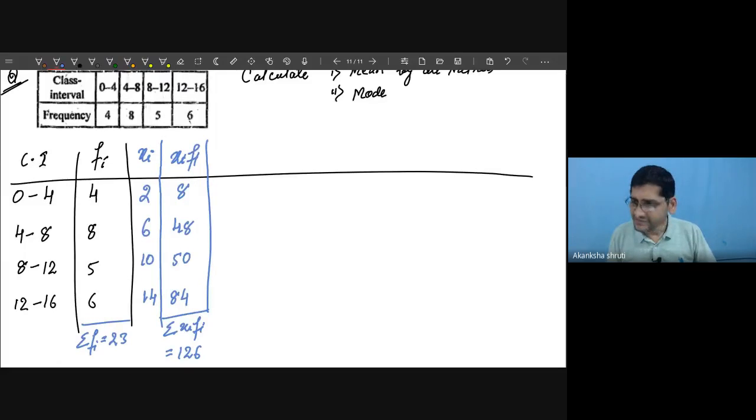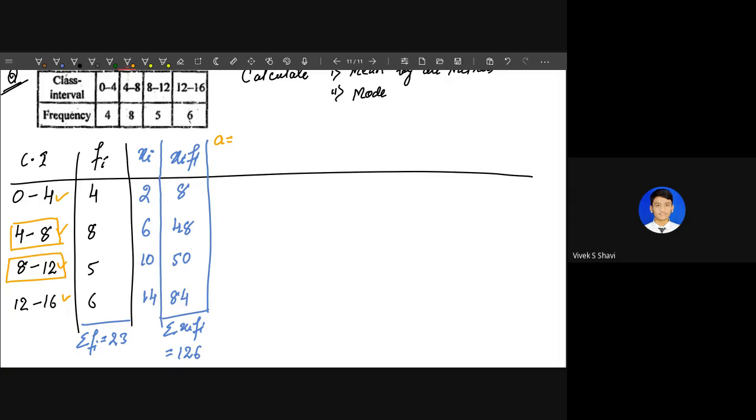The another one, we need to go for a step deviation. So first we need to calculate the deviation, or let us first calculate by assumed mean method. So for assumed mean method, we need to choose the A. So first you write the A itself. Okay, student, over this table itself. Here we are getting 1, 2, 3, 4 are there. So you are free to choose either 4 and 8 or 8 and 12.